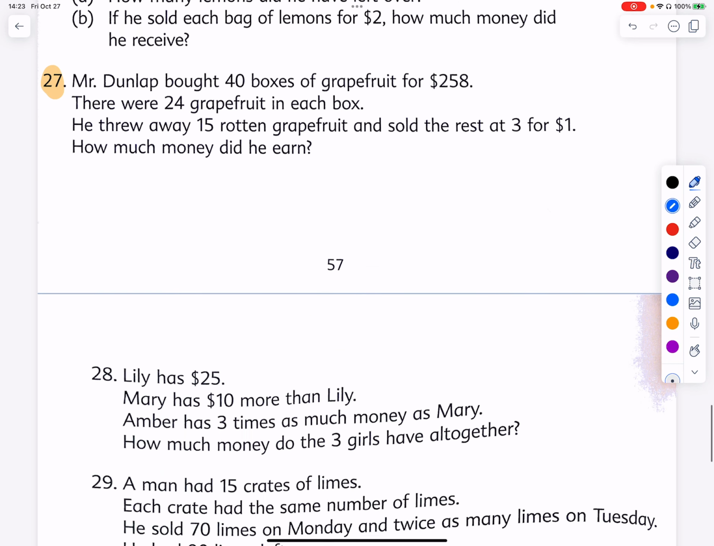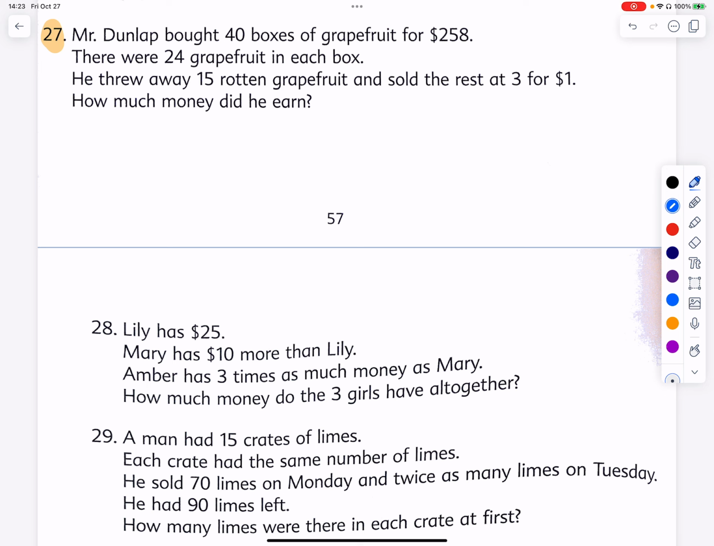Moving on to problem 27. Again, friends, I am on page number 57. Mr. Dunlop bought 40 boxes of grapefruit for $258. 40 boxes. Whoa, that's a lot of grapefruit. There were 24 grapefruits in each box. He threw away 15 rotten grapefruit and sold the rest at 3 for $1. How much money did he earn?